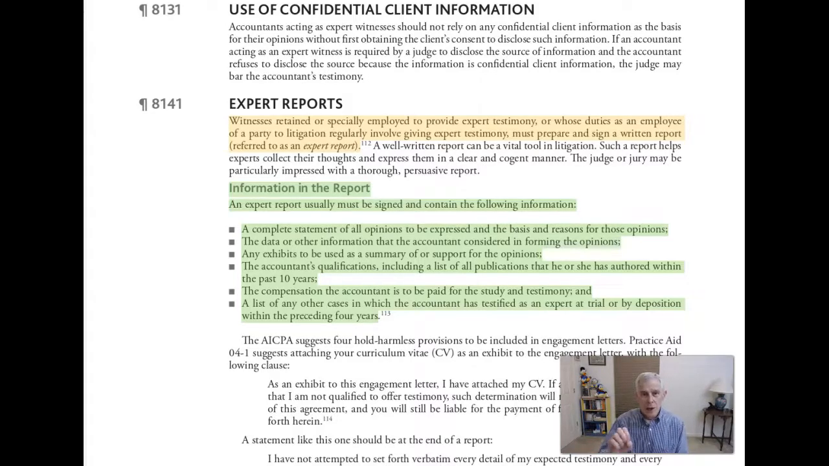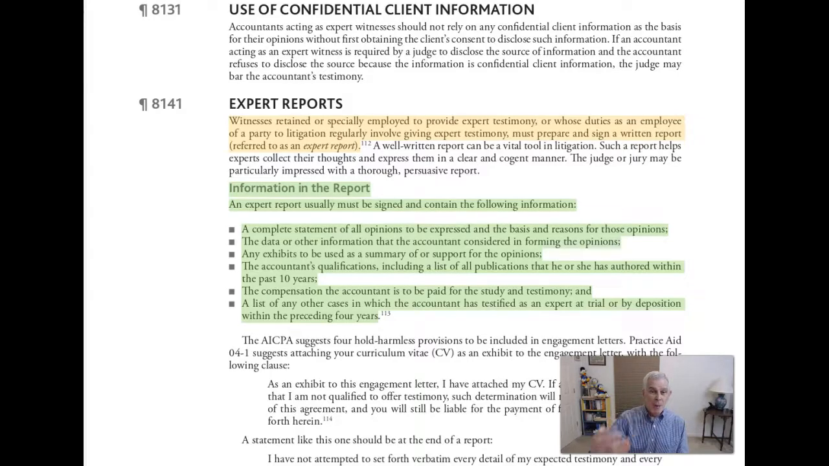The data or other information the accountant considered in forming the opinions. What data did you look at? What records did you look at? Any exhibits to be used as a summary of support for the opinions. Again, prepare exhibits that are clear and show your work, how you came up with your opinion. Also, your qualifications. List all your publications that you've been involved in the past 10 years.